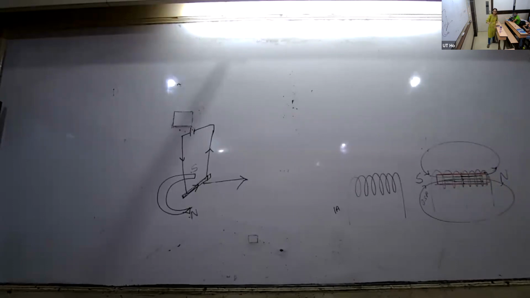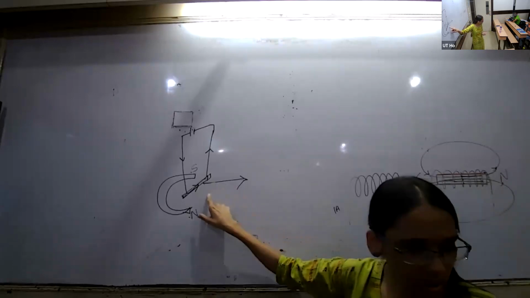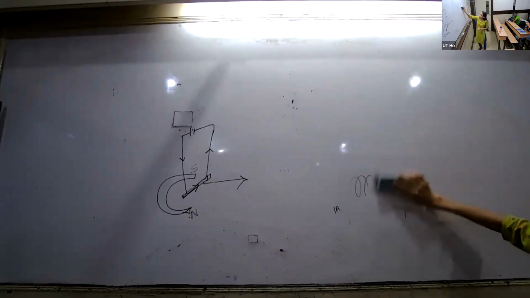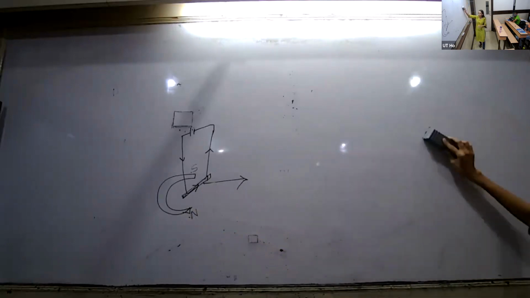Let's start. This is not important. So today we are going to do one important thing. So this was the principle based on which, with the help of Fleming's left hand rule, we will see the working of a motor. We all know what a motor is, right?